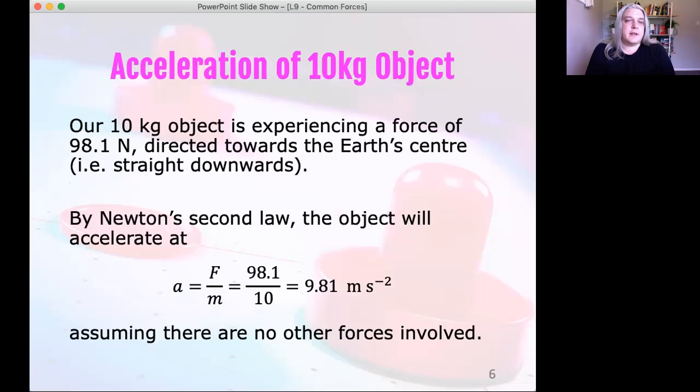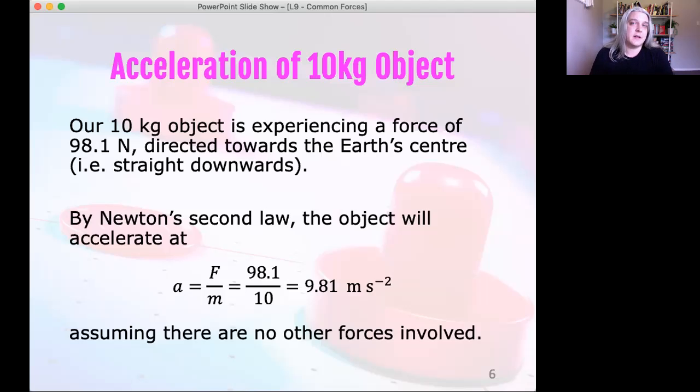The acceleration of that 10 kilogram object we can determine using Newton's second law, because we know that F equals ma. If we have a net force, so this is assuming we've got no other forces on this object. So imagine there's no air resistance, imagine there's nothing in the way, and somebody lets this 10 kilogram object go, it starts accelerating towards Earth. Newton's second law tells us that a will be equal to F over m.